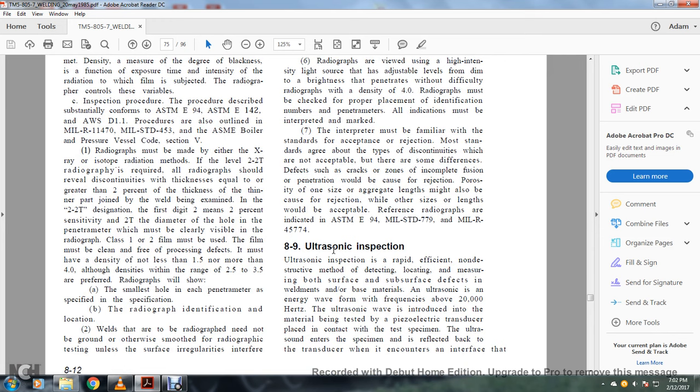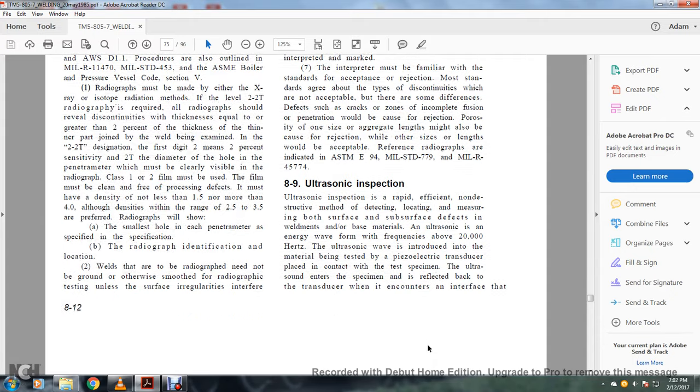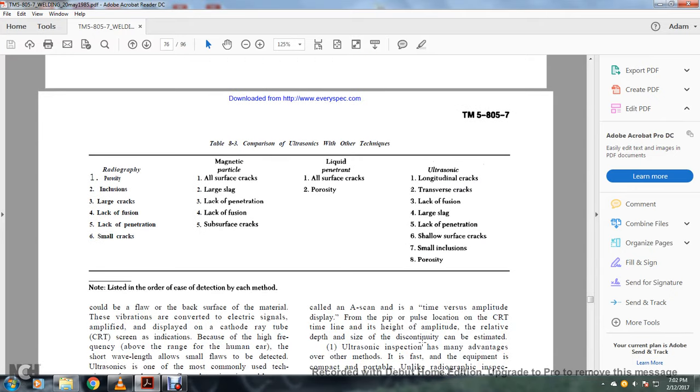Alright, ultrasonic inspection. Ultrasonic inspection is a rapid, efficient, non-destructive method of detecting, locating, and measuring both surface and subsurface defects in the weldment and base metal. Ultrasound is an energy wave of a frequency above 20,000 hertz. The ultrasonic wave is introduced into the material being tested through a piezoelectric transducer in contact with the tested specimen. The ultrasound enters the specimen and is reflected back to the transducer when it encounters an interface. It could be a flaw or the back surface of the material.